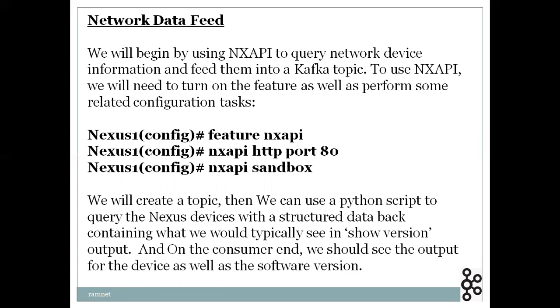By subscribing to the topic, the producer will pull the information and produce it to the Kafka cluster. The Kafka cluster brokers and the Zookeepers will process the data properly and then give it to the consumer who is subscribed to that. That's it. So this is the network data feed.